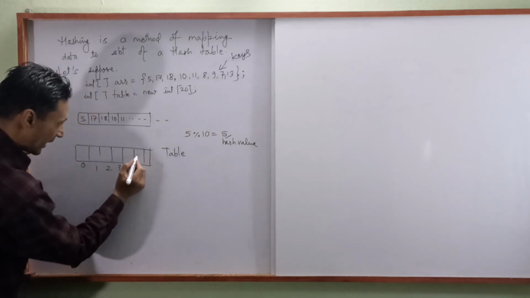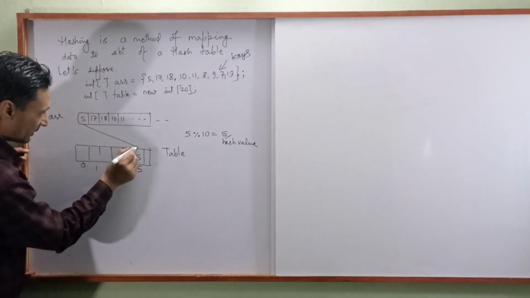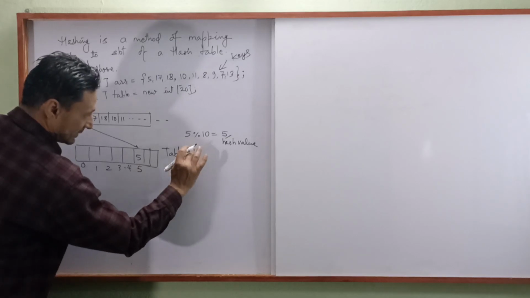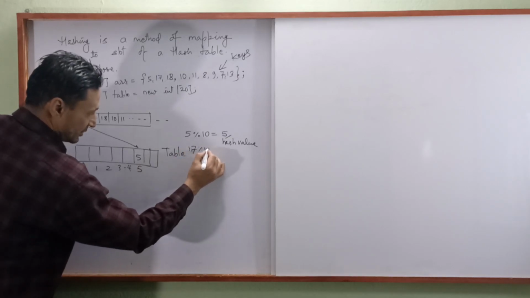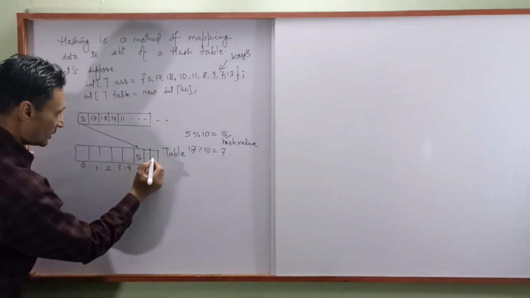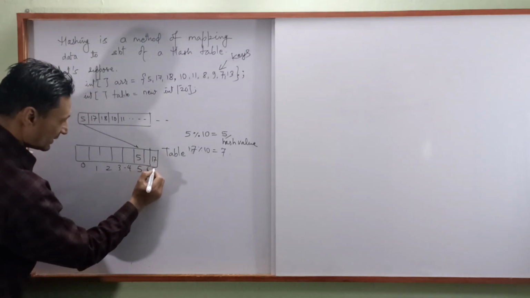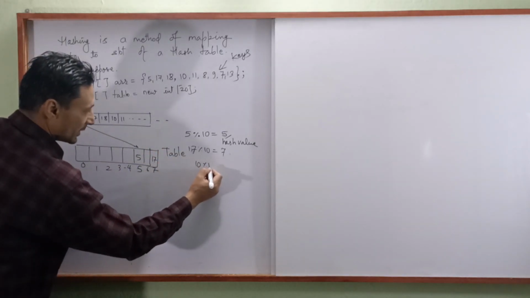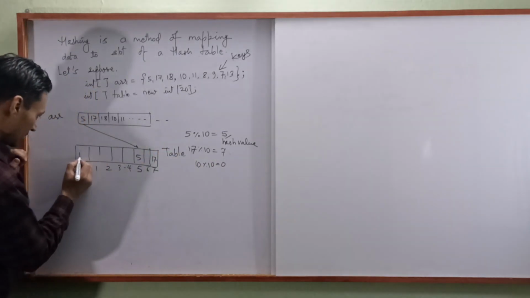Now we'll store 5 here. This value has been mapped here. Now we'll again divide 17 by 10 and take the remainder. The remainder will be 7. Now we'll store 17 here. This is 6, this is 7. Now when 10 comes, 10 will be divided by 10 and the remainder is 0, so 10 will be stored here.